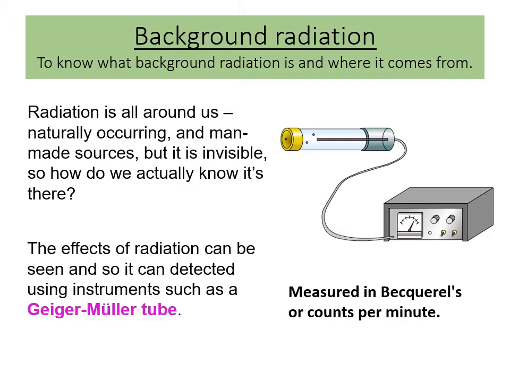Now, radiation is going to go through the yellow bit at the beginning of the front, and every time a bit of radiation hits the black line in the middle there, it is going to cause a signal which will be detected on our Geiger counter, usually accompanied with a little bit of a sound, a beep. Now we measure this radiation in becquerels, or in counts per minute.